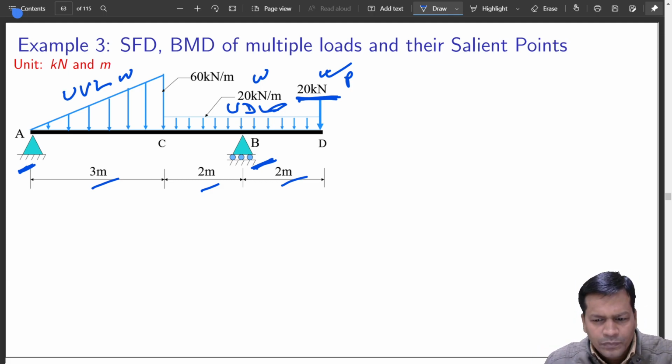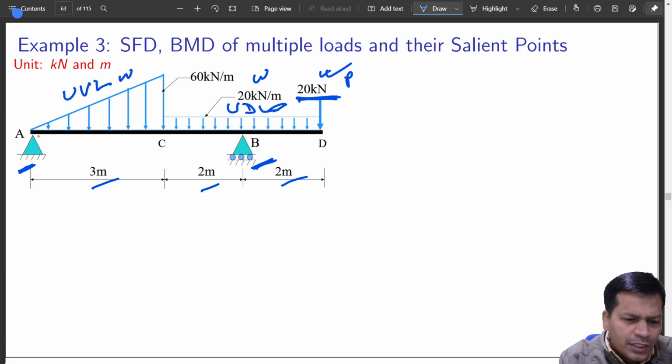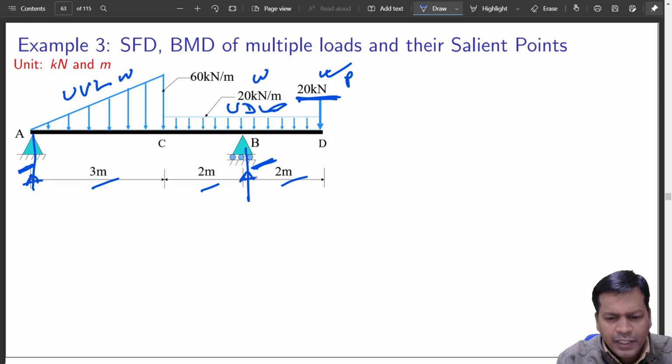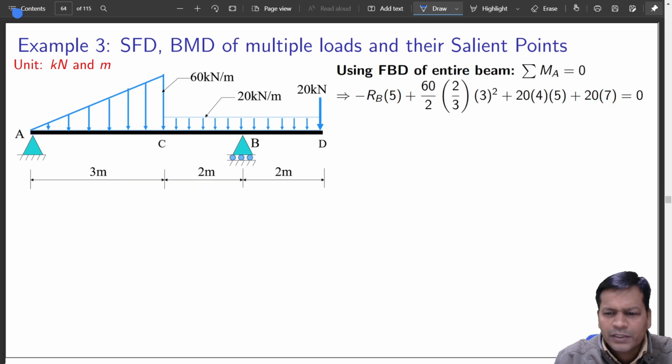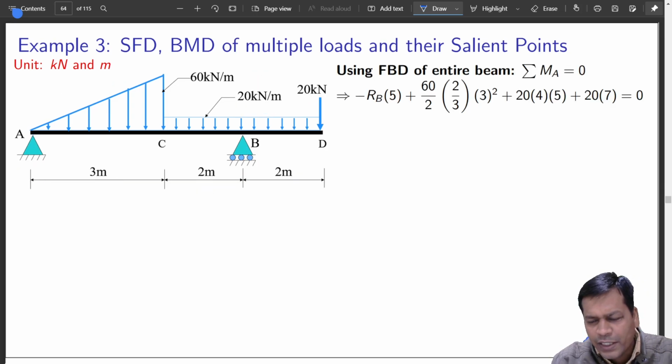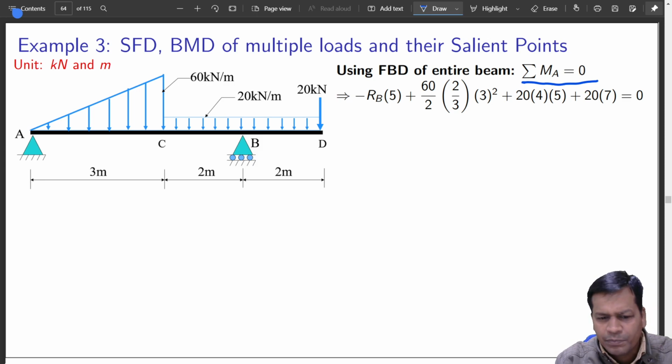So now how will you attempt this? First of all, you have to find out the reaction forces which are here and here. So what you will do? You will do your standard approach, that is using free body diagram of the standard beam and taking moment at A is equal to 0. You can take moment at D or B, anything, but preferably I always prefer starting from left to right. So I have taken it at A is equal to 0.